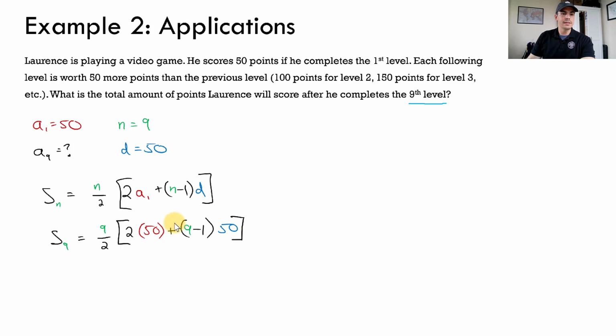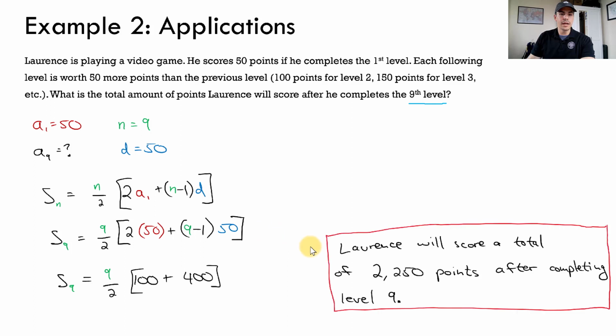We can just start plugging this in. So I'm going to plug in 9 for n, 50 for a sub 1, 9 again for n, and then 50 for d. And then when I calculate this out, I'll find that Lawrence will score a total of 2,250 points after he completes level 9.